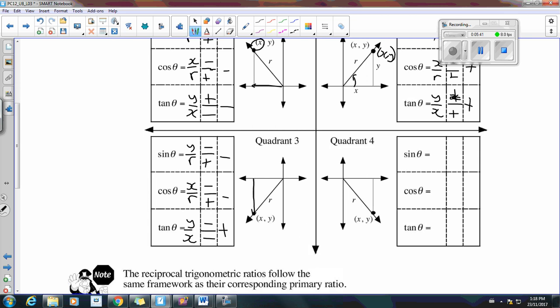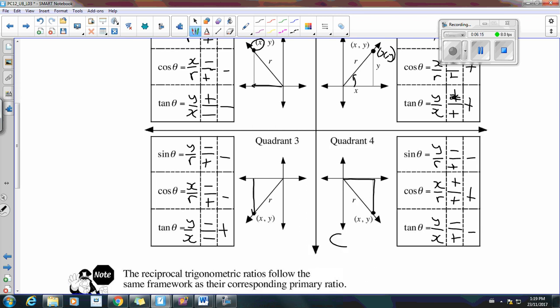so our ratios stay the same. This is y over r, this is x over r, this is y over x. Now, x is positive, but y is negative, because to get to this point, we've gone right and then down. So that's a positive x value, a negative y value. The radius is always positive, so sine must be negative here. X is positive, the radius is positive, so cosine must be positive. Y is negative, x is positive, so tan must be negative.